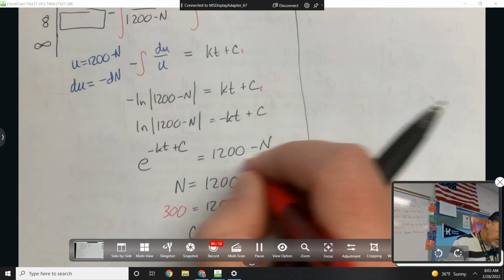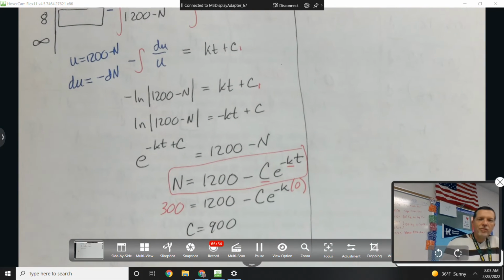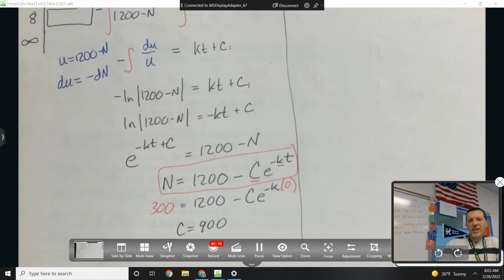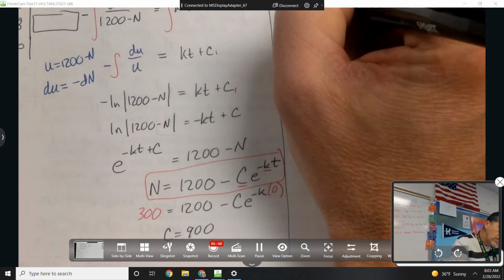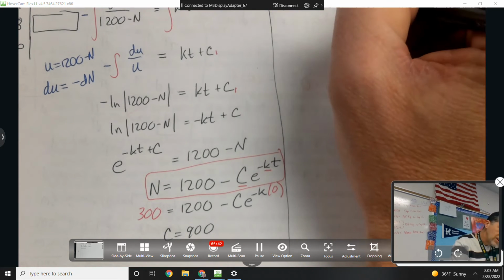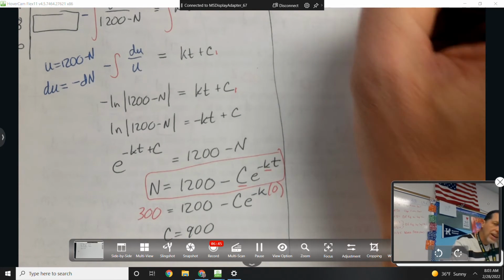Maybe I should have halfway boxed that, because that's sort of the final answer. I just now need to find C and K. So 1200 minus 900 e to the negative kt.